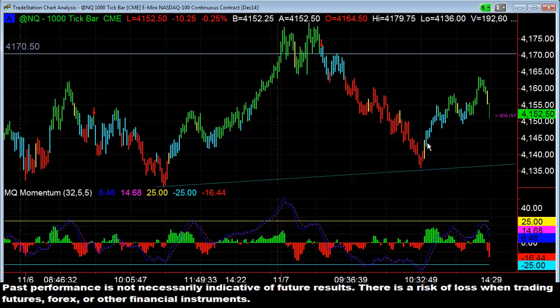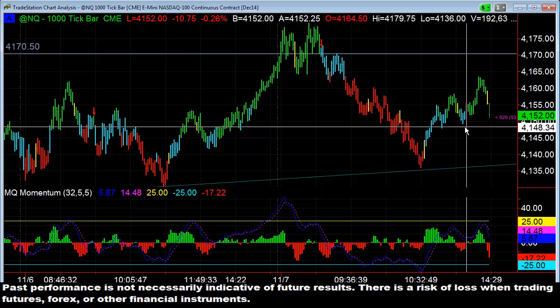So then you can see the trend actually reversed here in the Nasdaq. Here's your higher high and then a higher low, higher high, higher low, higher high, and now we're pulling back, potentially going to be reversing to a downtrend again on the 1,000 tick if it breaks through this low here.